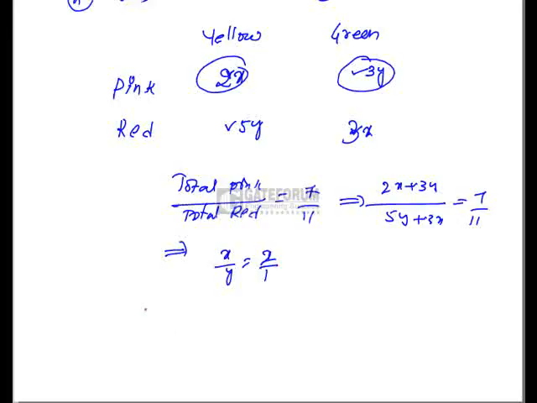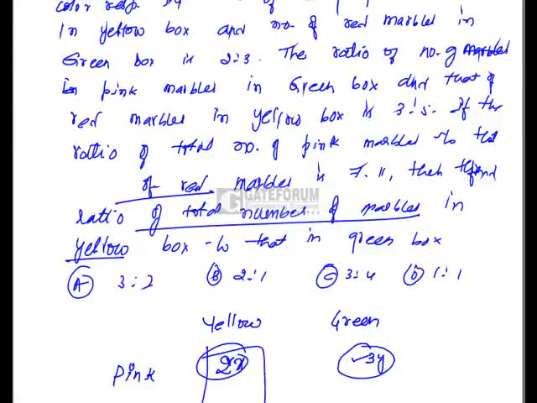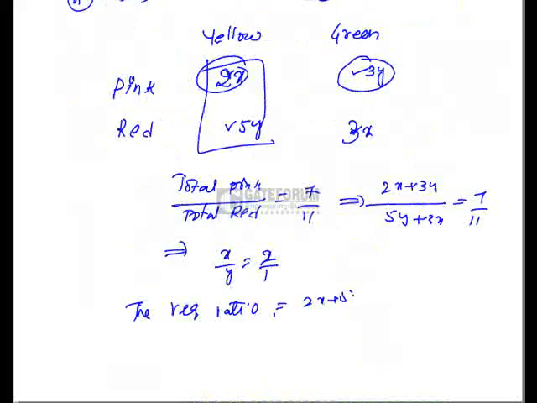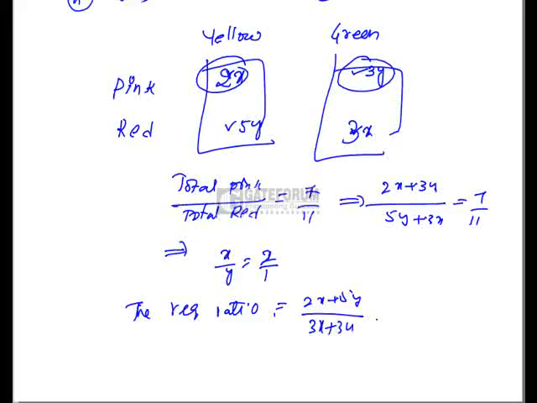Now what do we need? The required ratio. The required ratio is nothing but total number of marbles in yellow box, that is 2x plus 5y, by that in green box, that is 3x plus 3y. If I substitute the values of x as 2 and y as 1, you will get the answer as 9 by 9, that is 1 by 1, which is nothing but option D.